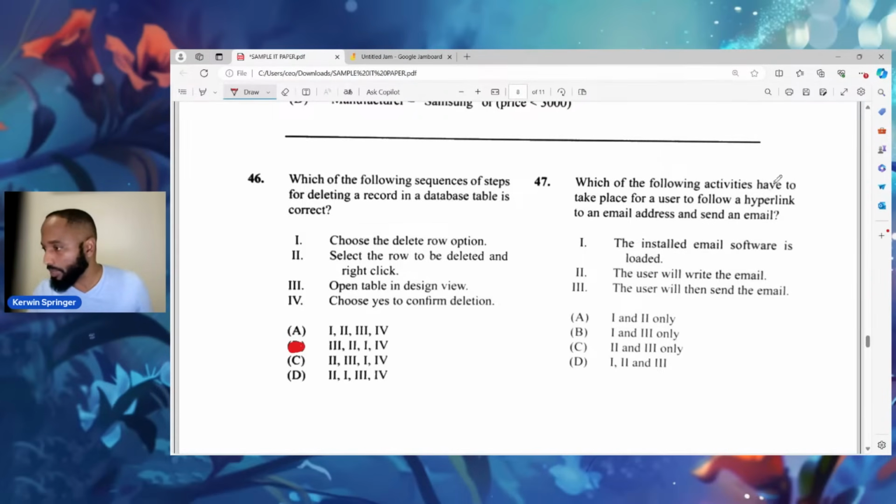3, 2, 1, 4. Which of the following activities have to take place for a user to follow a hyperlink to an email address and send an email? The installed email software is loaded. The user will write the email, the user will then send the email.